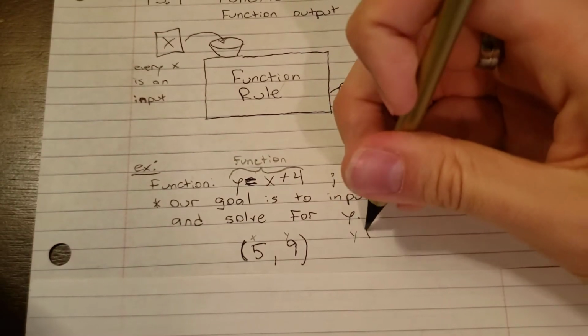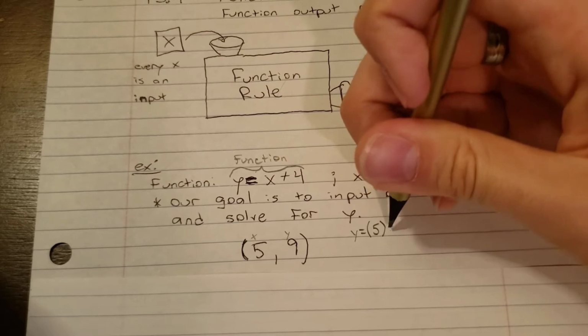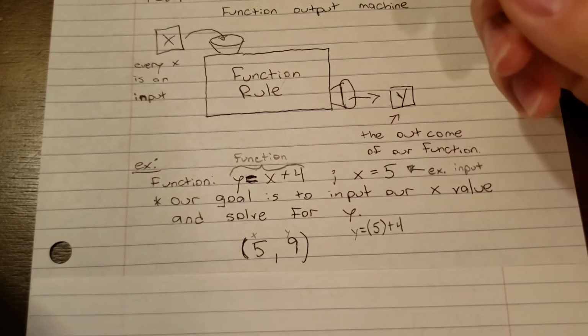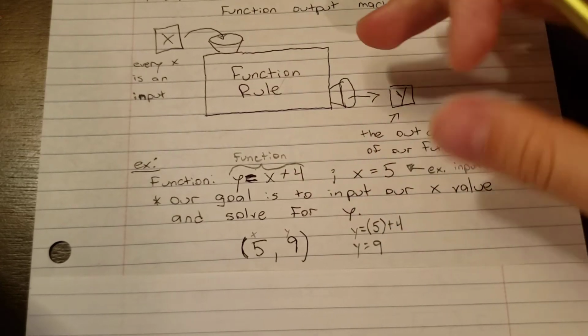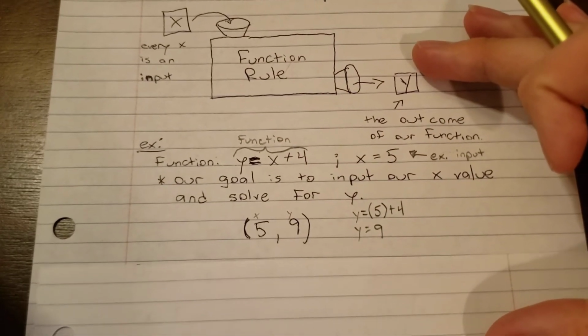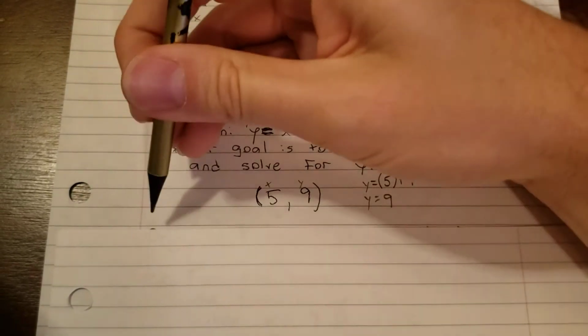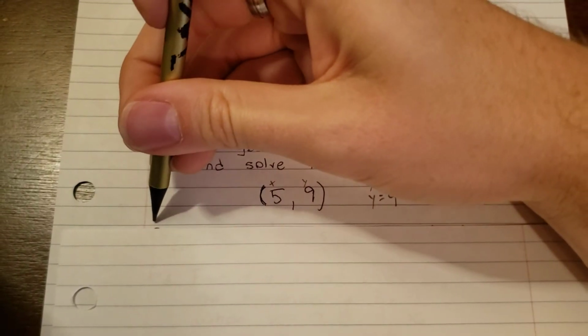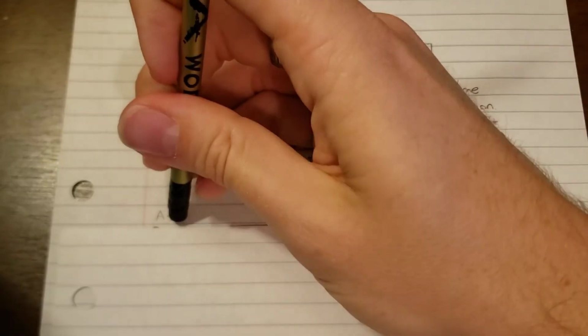So y would equal 5 plus 4. Therefore, y equals 9. So for this function, or at the point x, wow, I was going to put at the in one word.